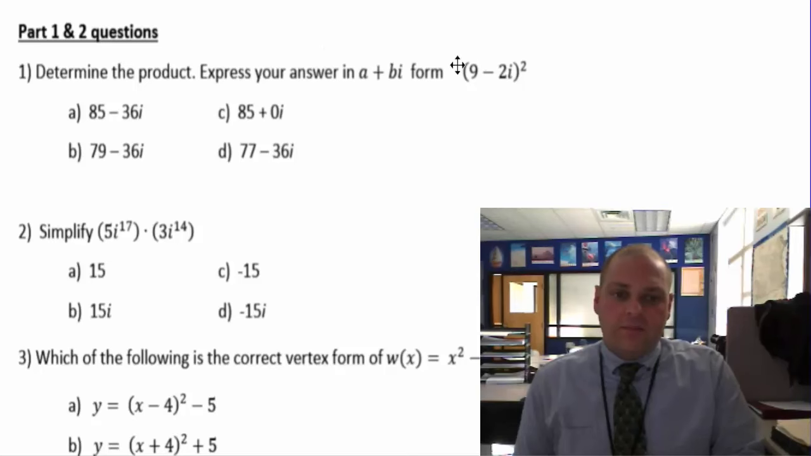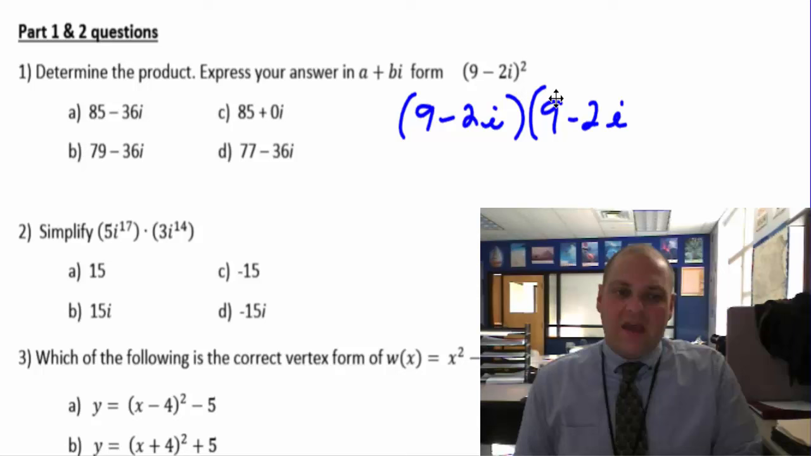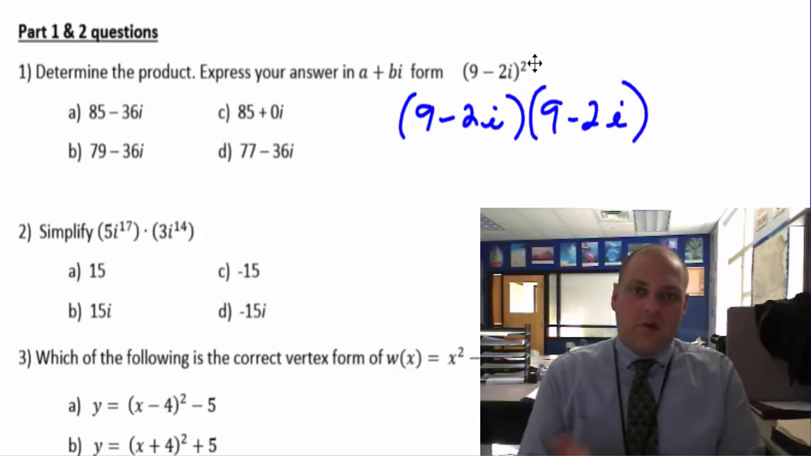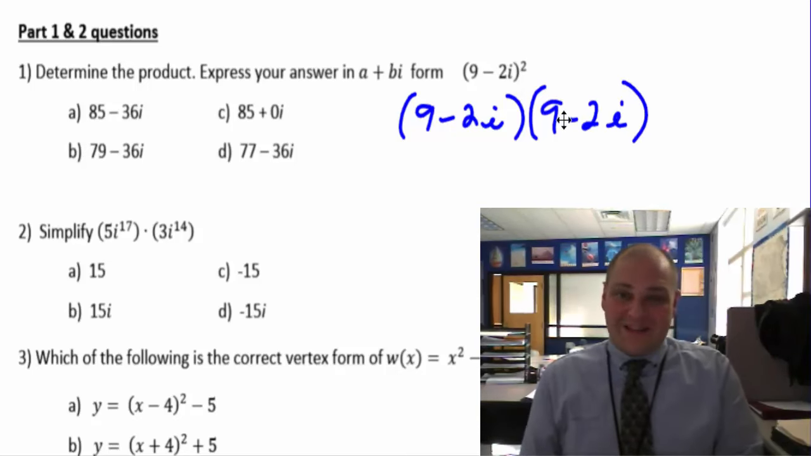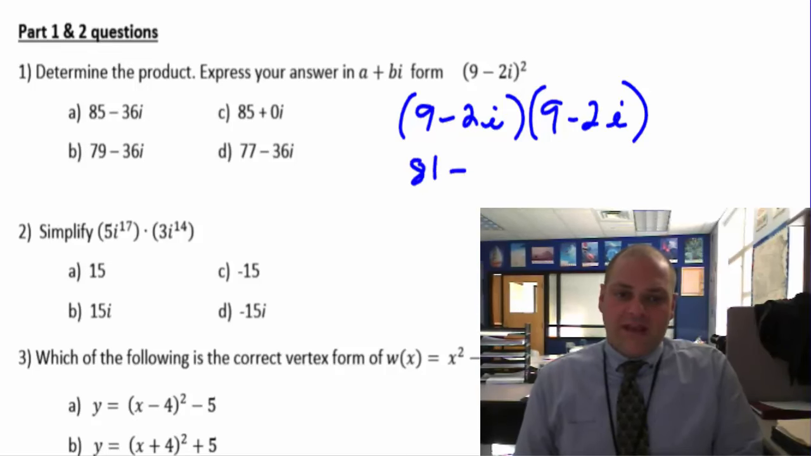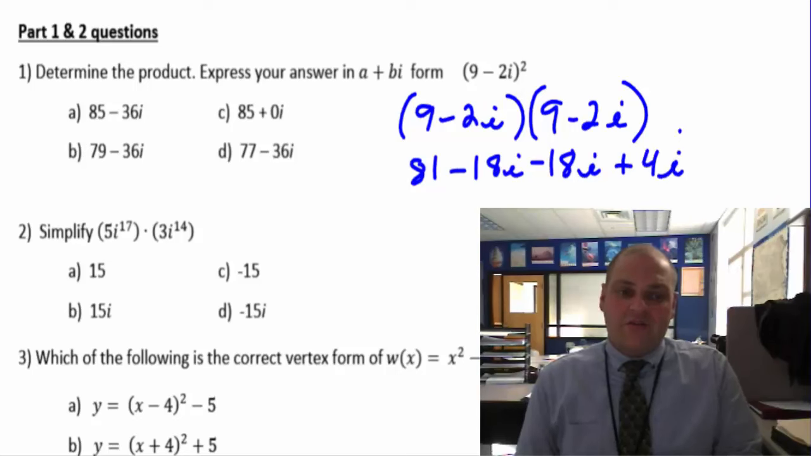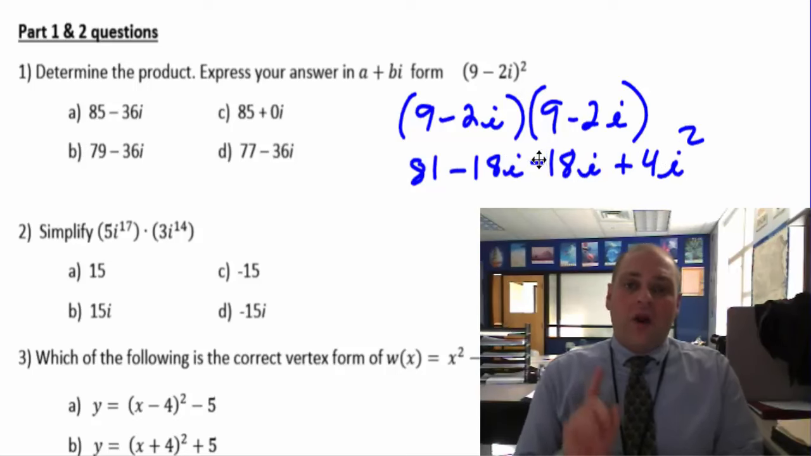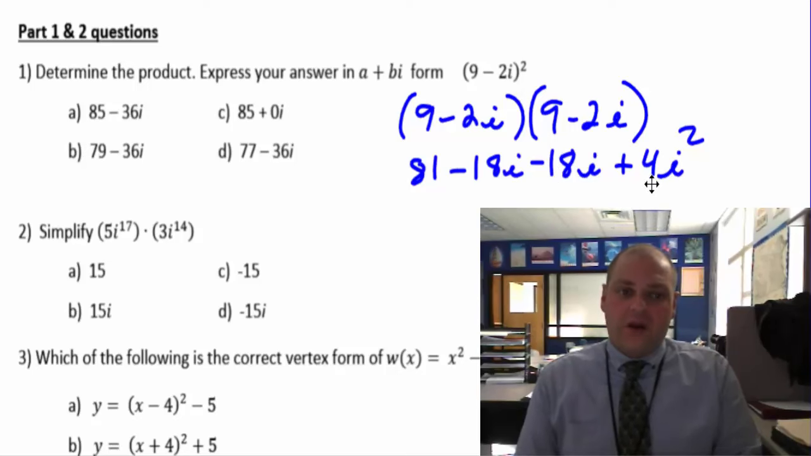All right, so 9 minus 2i squared. Remember, we don't square these individually. 9 minus 2i times 9 minus 2i, that's what it means to square something, multiply by itself. 9 times 9, 81, minus 18i, minus 18i again, and then negative 2i times negative 2i, positive 4i squared. Positive 4i squared. Careful there.